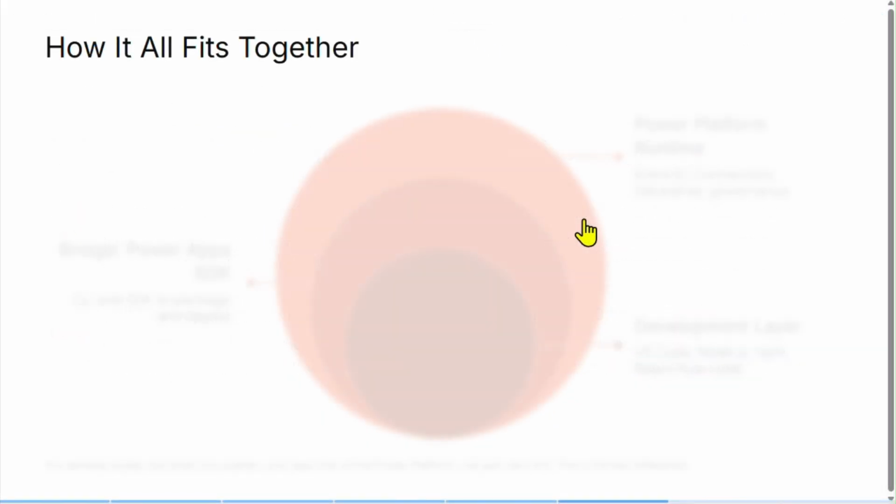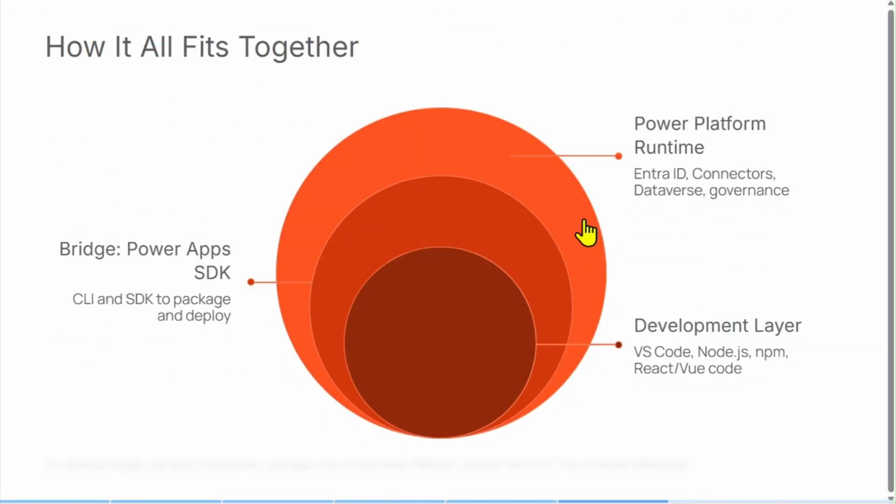Now let's understand the architecture overview. In the code apps context, this diagram shows how your custom code connects and runs inside Power Platform. You develop the application locally, but when you publish it, the application runs on Power Platform, not outside it.